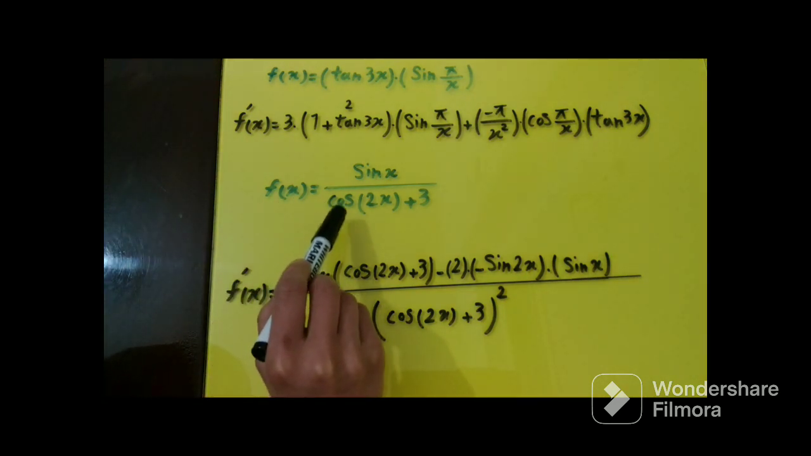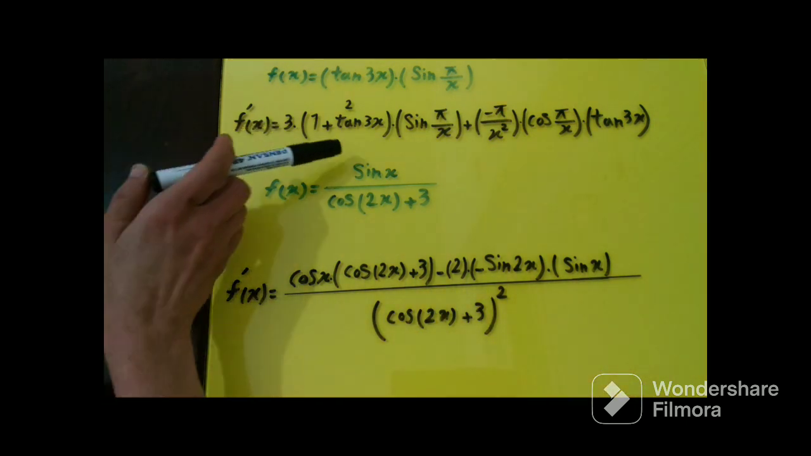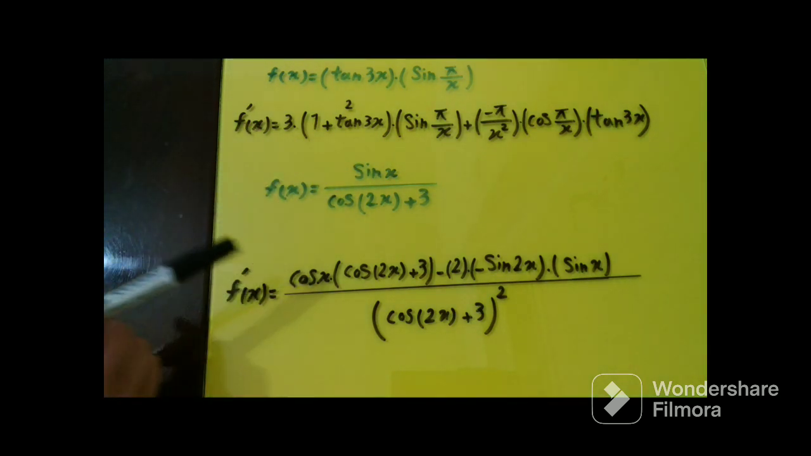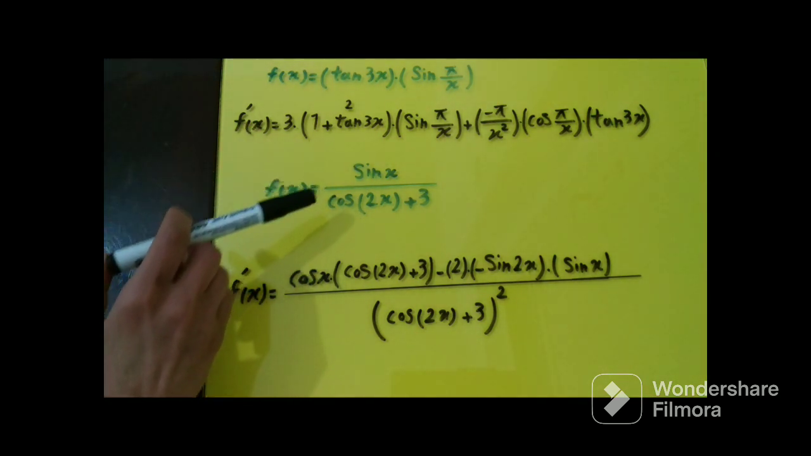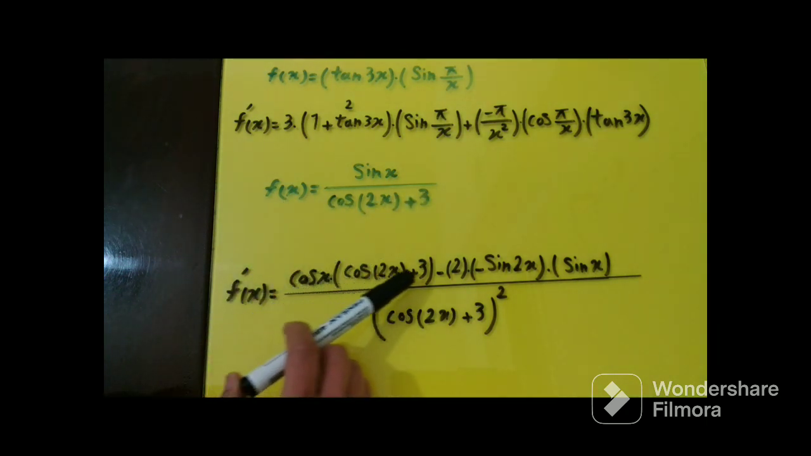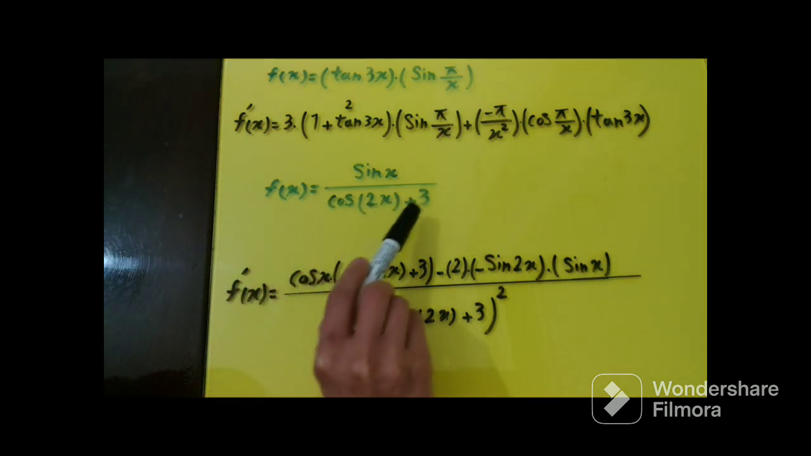In this example, there is quotient rule. According to the quotient rule, for up, first you should get the derivative of sine. The derivative of sine is cosine times this term. Repeat this term. Minus, no, you should get the derivative of this term.